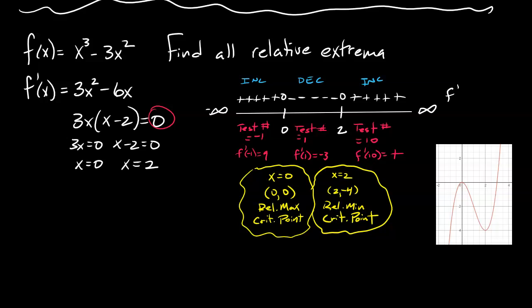Increasing from negative infinity up to x equals 0. Decreasing from x equals 0 to x equals 2. Increasing from x equals 2 to infinity. And then we have a relative max at (0, 0) and a relative min at (2, -4). And that's what we just found without looking at the picture.